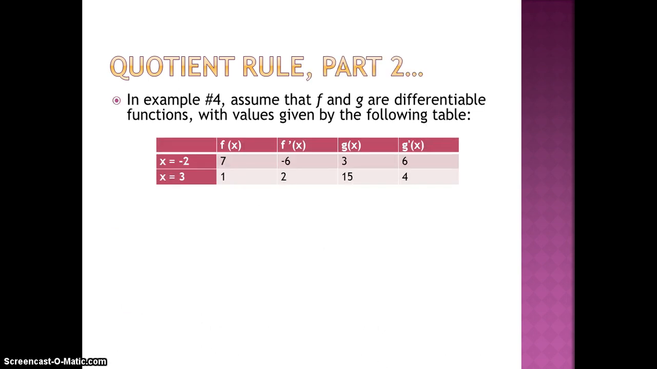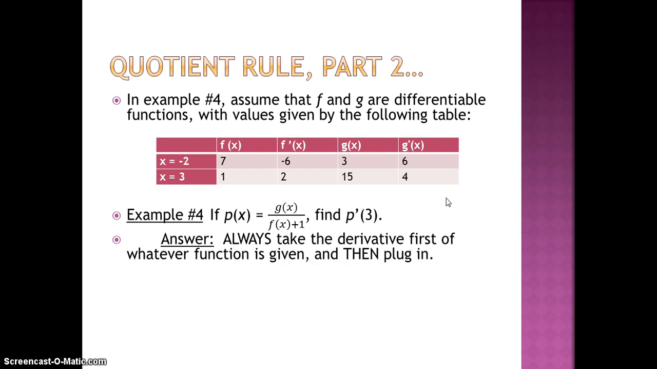Let's try this again with a chart. Let's say we knew our function p of x was equal to g of x over f of x plus 1, and we want to find p prime of 3. Just like with the product rule example, you want to make sure you take the derivative before you start plugging in things. When we do that, we get low, which is f of x plus 1, d high, which is g prime, minus high, g of x, times d low, which is f prime of x, over low squared, which is f of x plus 1 squared.